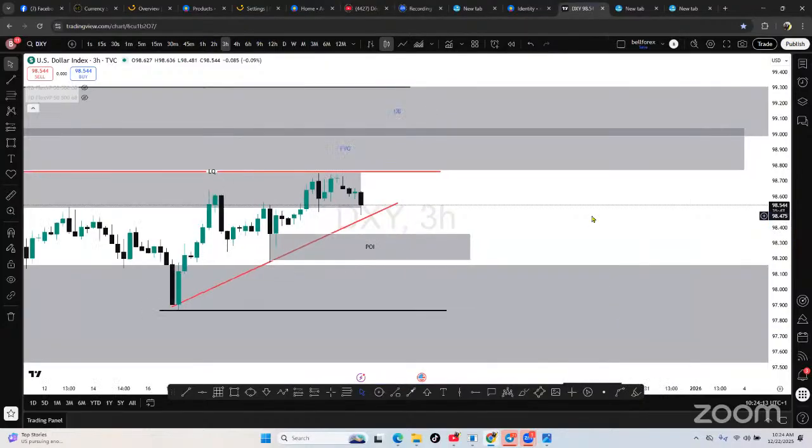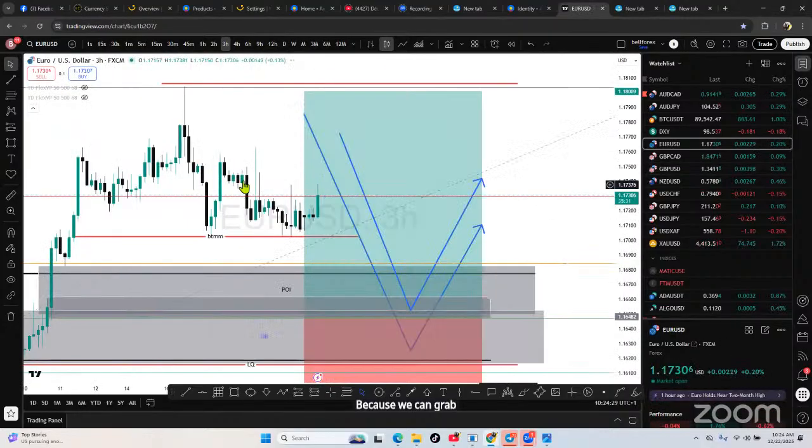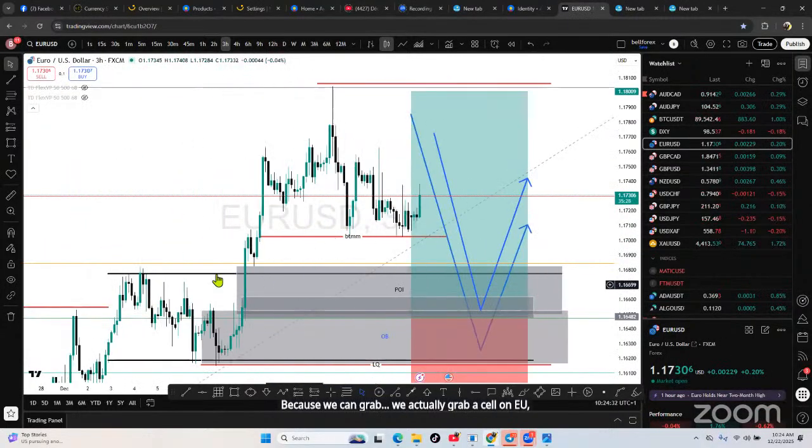on a smaller picture, but this is counter trade. Anyway, I'm not going to give that. I'll wait for the market to react to it before we can give the instant signals. Because we can actually grab a sell on EU. We can grab a buy on DXY, a sell on EU, and a sell on GU. So we are going to get there for short term.